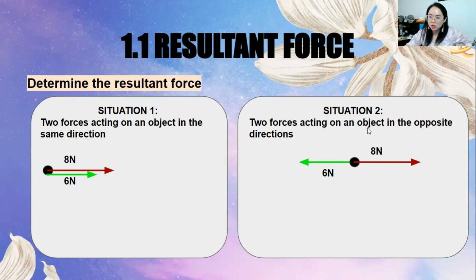Next one, for situation 2, two forces acting on the object in the opposite direction. Normally in this kind of question, we consider to the right as positive and to the left as negative. So 8 Newton minus 6 Newton, you'll have 2 Newton. So the object will be moving with 2 Newton to the right. I repeat again, 8 Newton is positive, 6 Newton is negative. So 8 minus 6, you will have 2 Newton to the right. Normally, it will follow whichever force is greater.